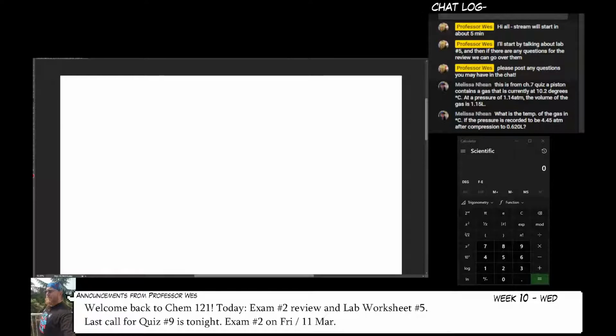So from chapter 7, we got a piston that has a gas at 10.2 degrees Celsius, pressure 1.14 atm, and volume 1.15 liters. What is the temperature of the gas in Celsius if the pressure is recorded to be 4.45 atmospheres after compression to 0.620 liters? So this is a before and after type problem. We have a pressure, a volume, and a temperature.